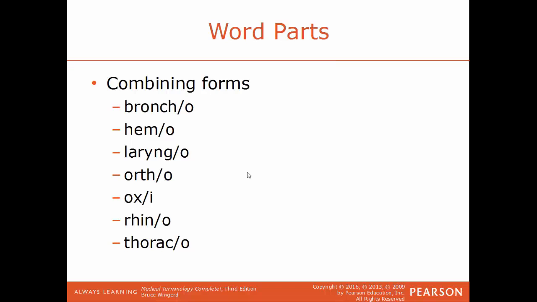All right, some common combining forms that you'll see. Broncho is a reference to the bronchi, which are the divisions of the trachea. Hemo is a reference to the blood. Laryngo is a reference to the larynx, or the voice box. Ortho is a reference to straight. An orthodontist will straighten out your teeth. Oxy is a reference to oxygen. Rhino is a reference to nose. And thoraco is a reference to the thoracic cavity or the thoracic cage.